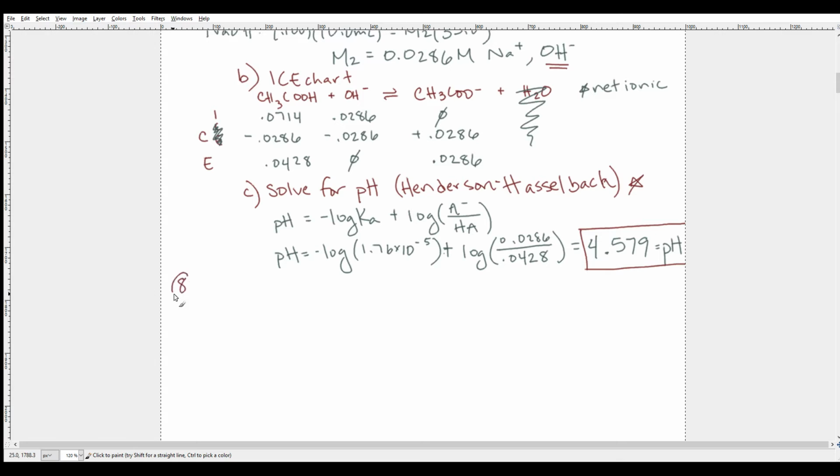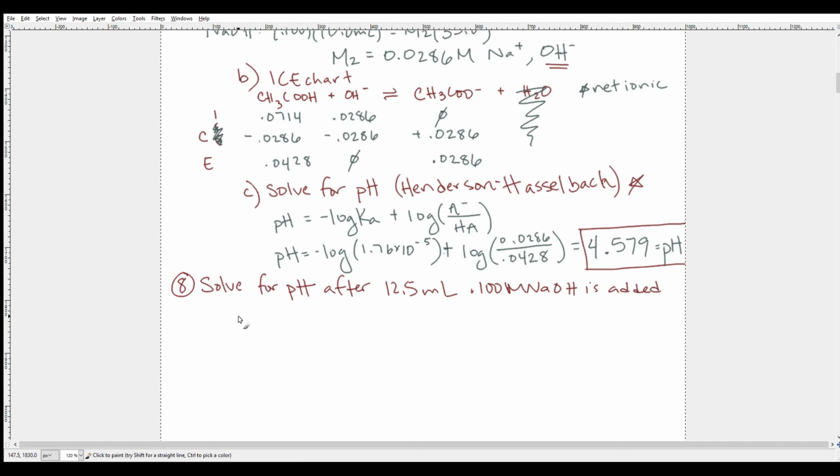All right, moving on. Now we're going to do this again. Solve for the pH, but this time it's after 12.5 milliliters of 0.100 molarity NaOH is added. Okay, so I'm just going to read out our steps. We will dilute, we will make an ice chart, we will use the Henderson-Hasselbalch, and then we'll move on. Then we'll do another dilution, set up an ice chart, and keep going. So it's pretty repetitive. This step is the same as the last one, so you can do step 8 without me, but make sure you come back for step 9.